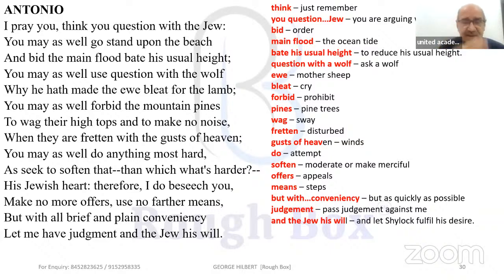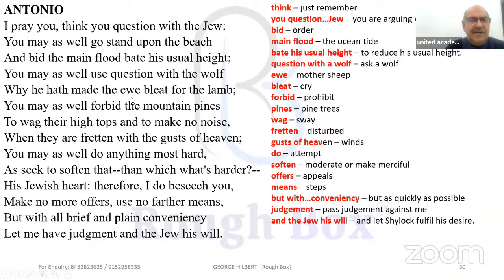You might as well stand on the beach and bid the main flood, bid the high waves to abate, to reduce their usual height. They will listen. The waves will listen to you and they'll reduce the height. You may as well question the wolf why he made the ewe bleat for the lamb.